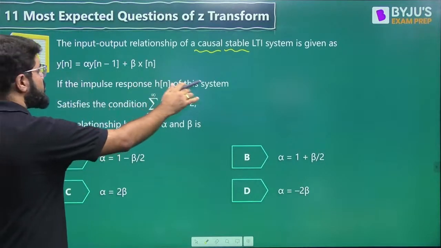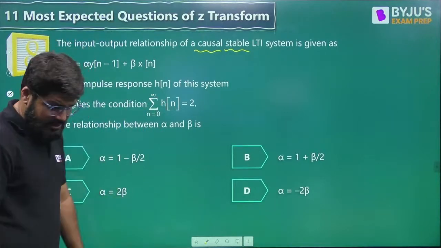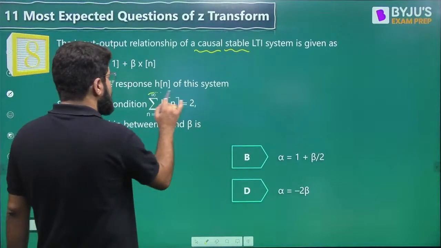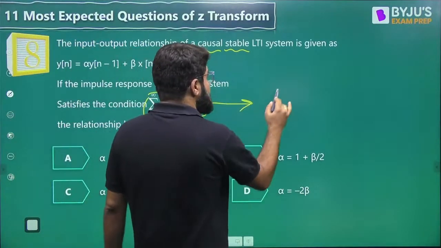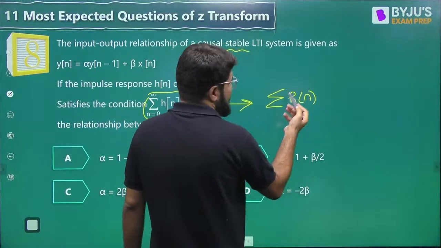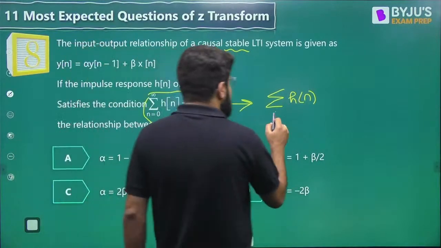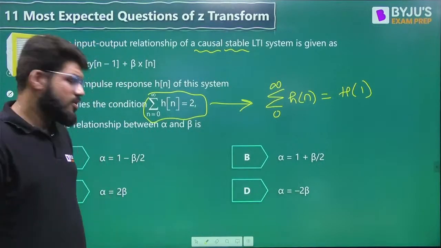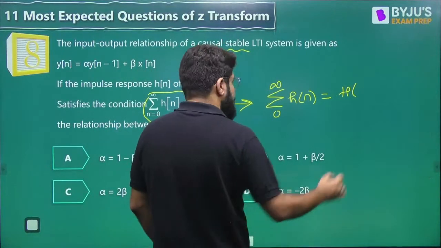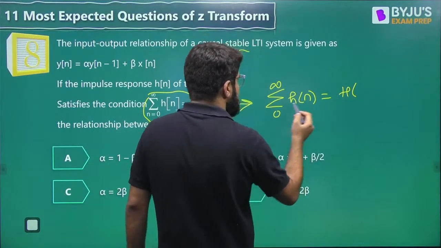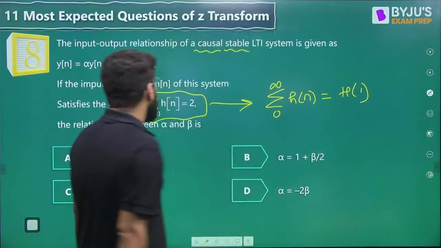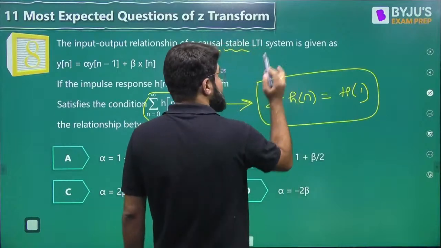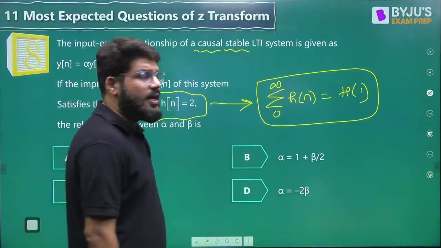Now, if the impulse response of the system satisfies summation h[n]. One more thing, guys. I told you something about summation h[n]. Recall, summation of h[n], like summation of x[n]. Summation of h[n] from 0 to infinity is known as H(1). That is the summation property, guys, we listened to the summation property. It is equal to H(1). Recall the summation property in that question.